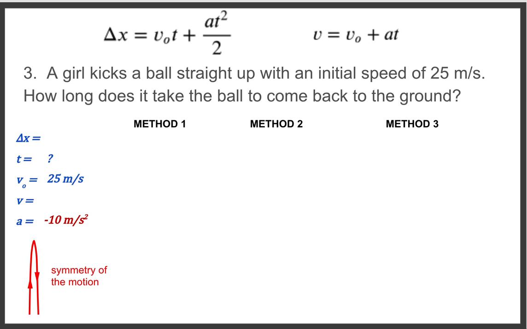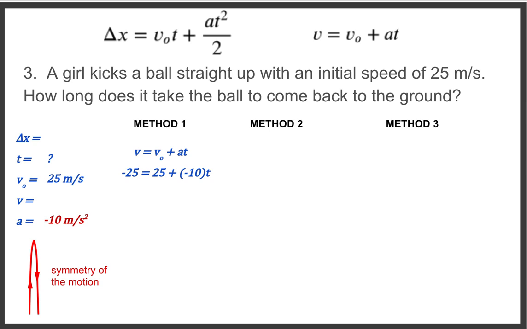When the ball goes up and then comes back down again, the motion sort of undoes itself. It slows down on the way up, and then it speeds up again in the exact opposite way on the way down. So one thing I can say is that the velocity is positive 25 meters per second when it leaves her foot, and when it comes back to the ground, it's going to be negative 25 meters per second. It's going to be that same speed again, but now going downward.